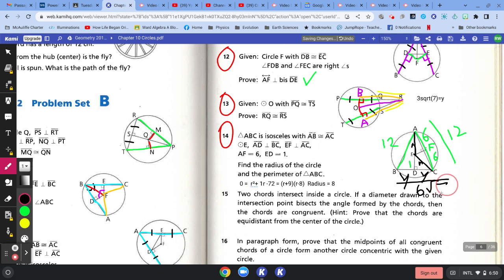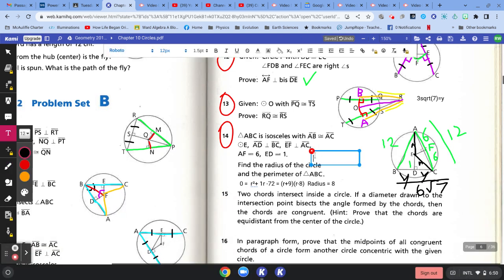So our perimeter is 6 root 7 plus 24. 12 plus 12 plus 6 root 7. So I'll type that in here. The perimeter is going to be equal to 24 plus 6 square root of 7. And that is that.